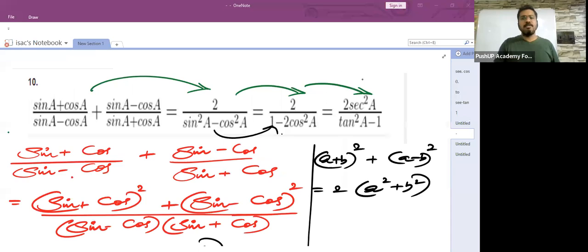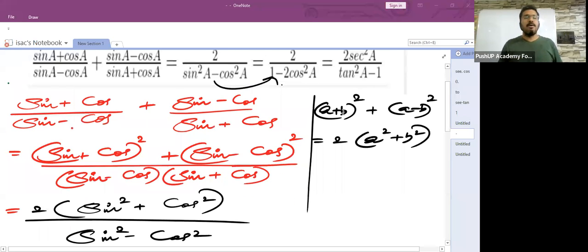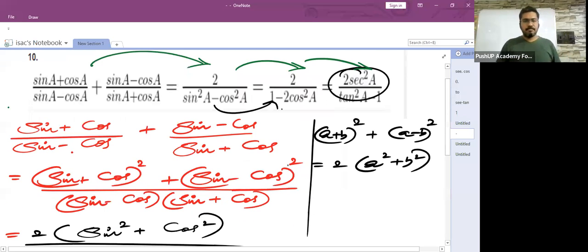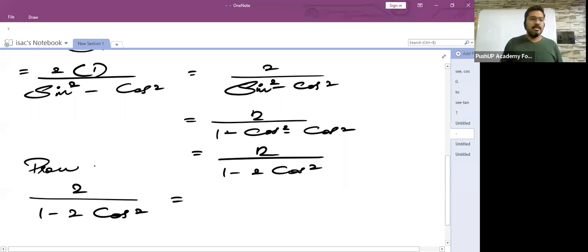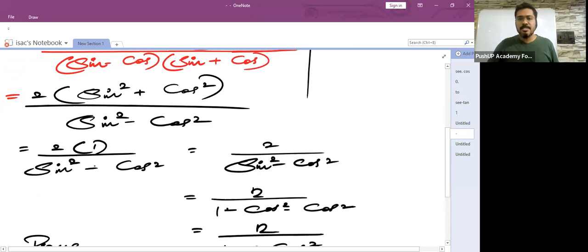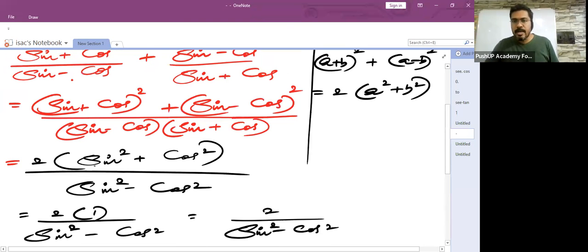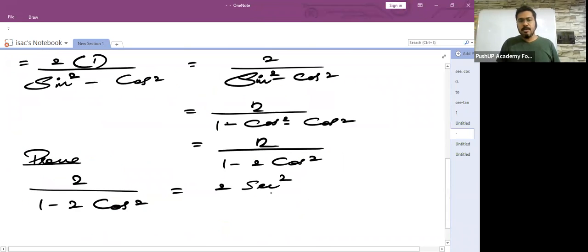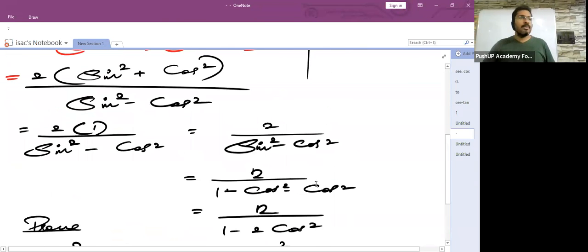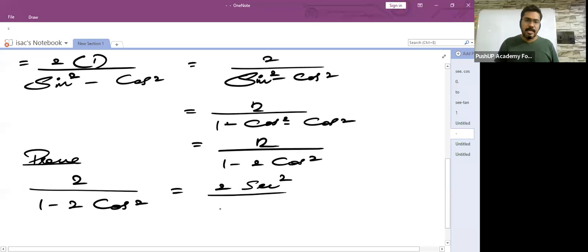2 sec square upon tan square a minus 1. All right. Please pay attention. As of now, you have got 2 upon 1 minus 2 cos square. And they are asking us to prove, listen to this. They are asking us to prove 2 upon 1 minus 2 cos square a is 2 sec square upon tan square a minus 1. Okay, this is what they are asking us to prove.